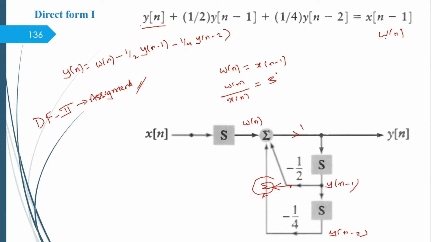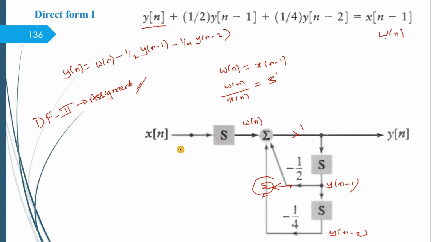In the previous session, I had given you one assignment, that is direct form 1. I had helped you regarding how to do it. So here is direct form 1. Direct form 2, I had given it to you as an assignment. Now, quickly, we will just do direct form 2 by looking at direct form 1.